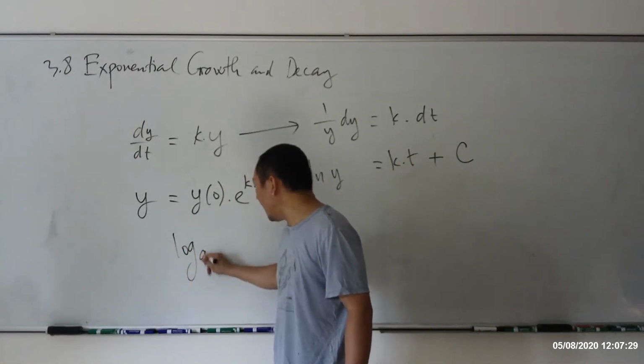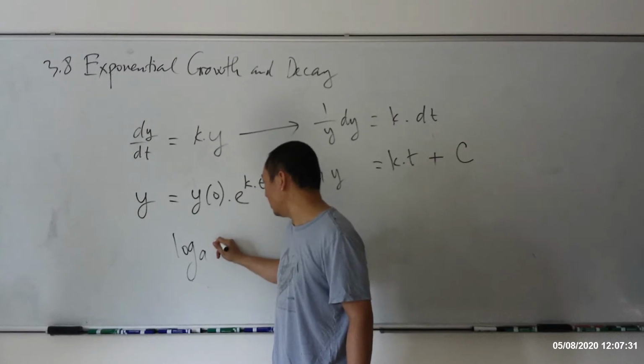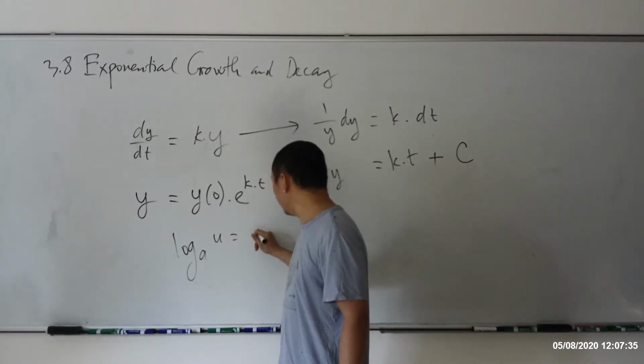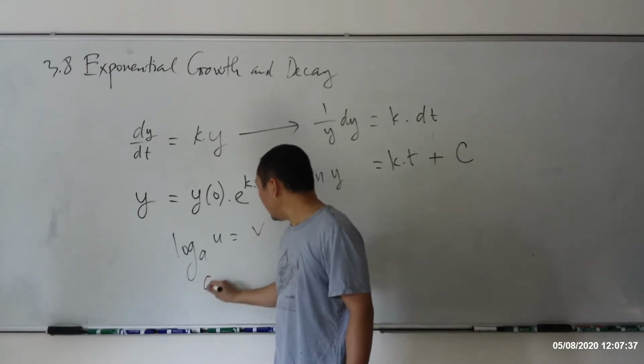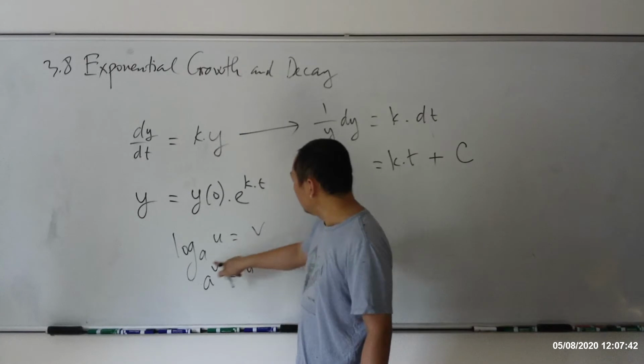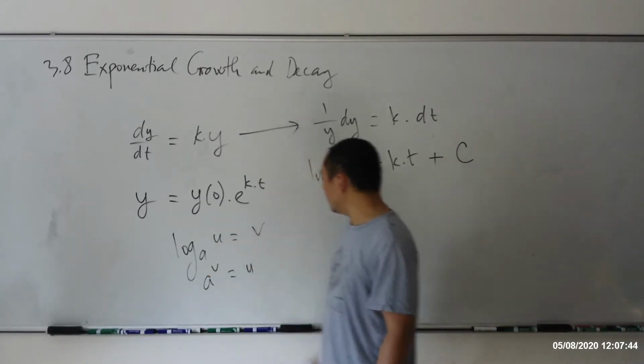And the definition for log is what? Log base a, in general, of anything, say u, equal to v. That means a to the v is equal to u. The base raised to the exponent equals the number inside the log.